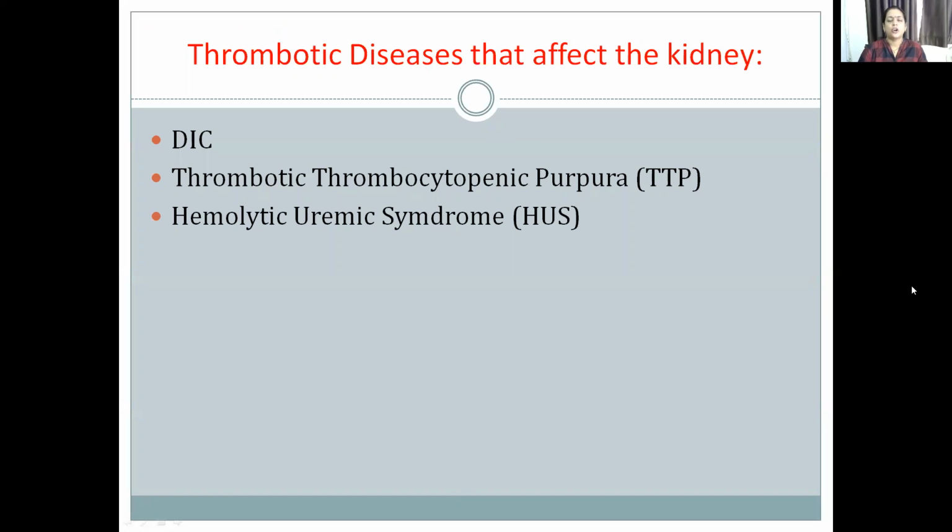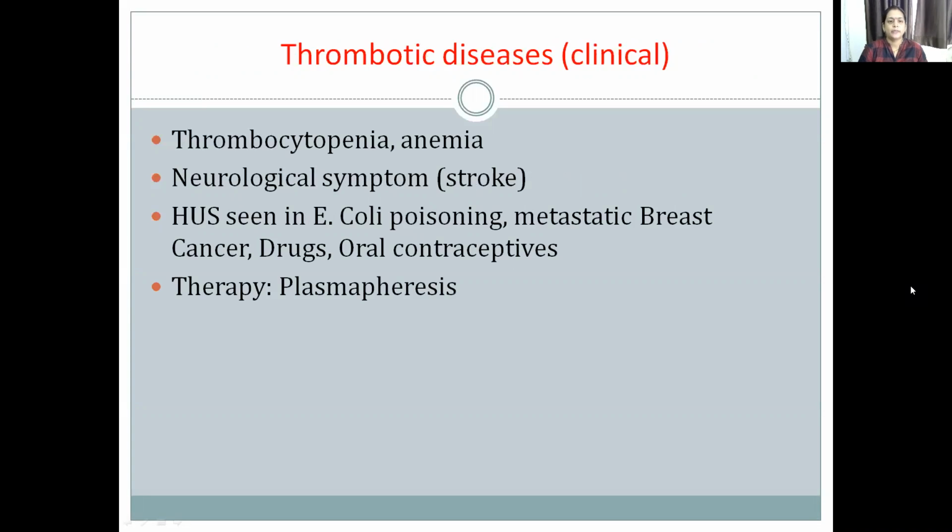Now coming to the thrombotic diseases that affect the kidney. That is DIC, TTP and HUS. HUS is of two types, type 1 and type 2, wherein it is diarrhea associated or non-diarrhea associated, and then TTP and DIC. Okay. So how is the presentation for a thrombotic disease patient?